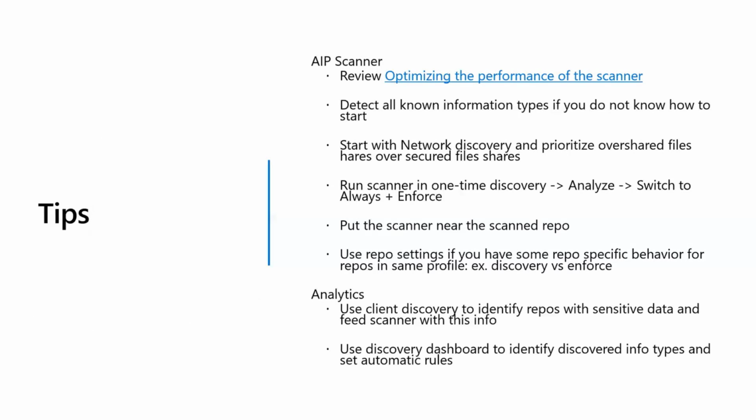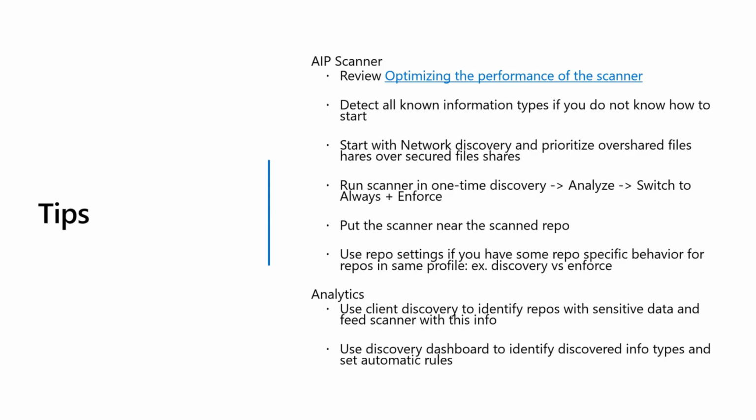Then a few tips. I recommend reviewing this article. I will be sharing the presentation with you. Review the article on optimizing the performance of the scanner before you plan your production deployment. As I said, I always recommend running discovery for all known information types and not just specific ones. Use network discovery to prioritize what should be scanned. If you have a lot of shares, go first with the overexposed shares.